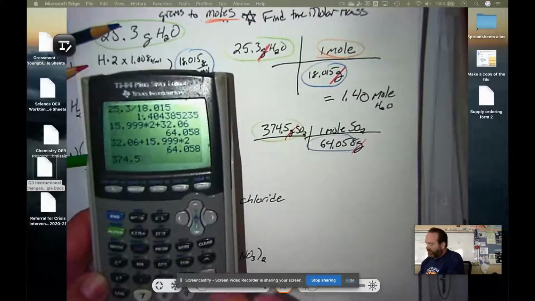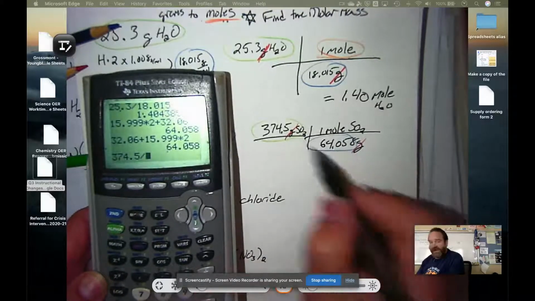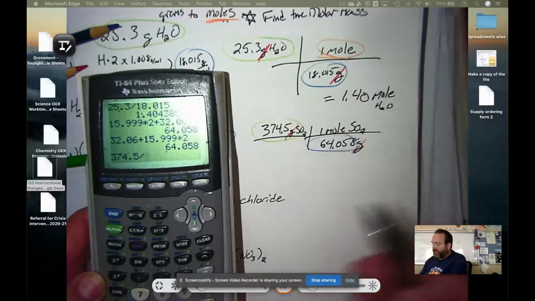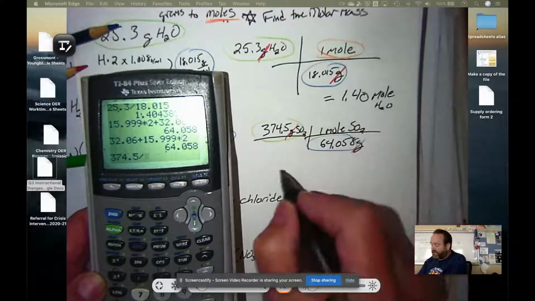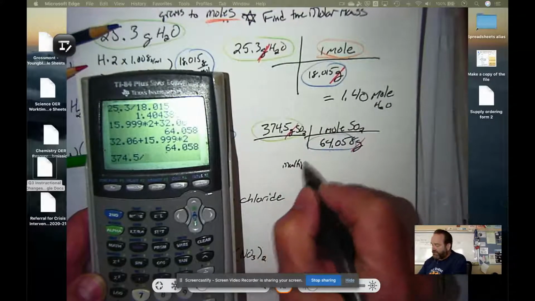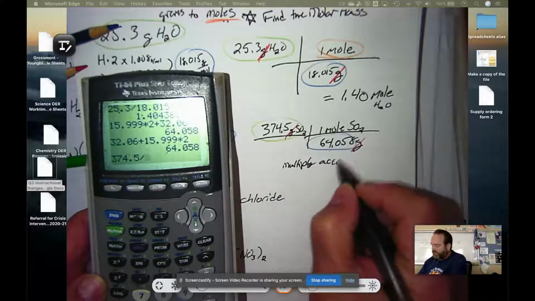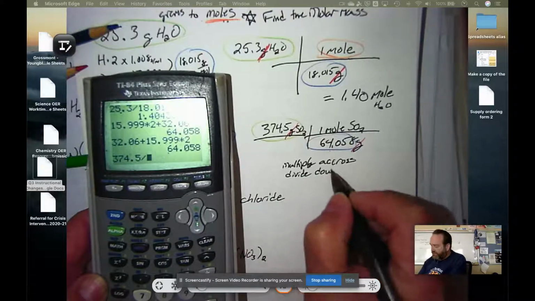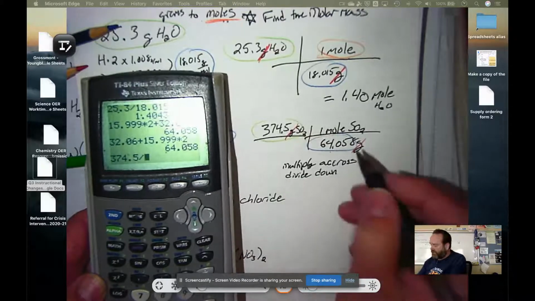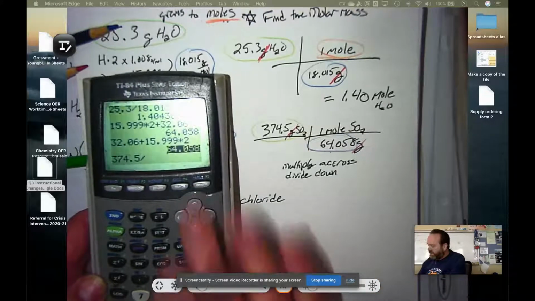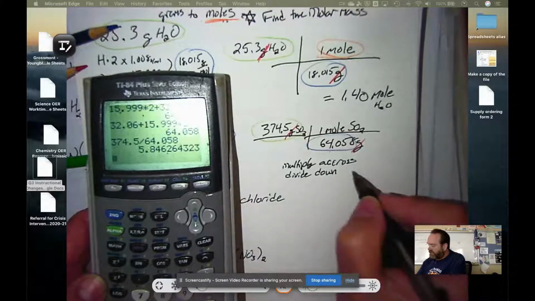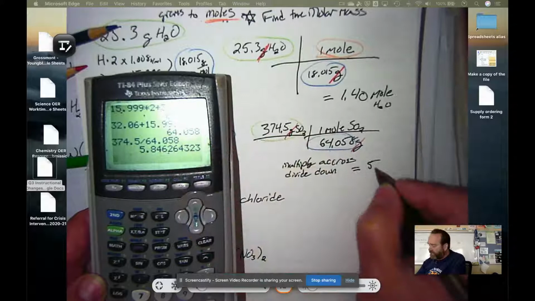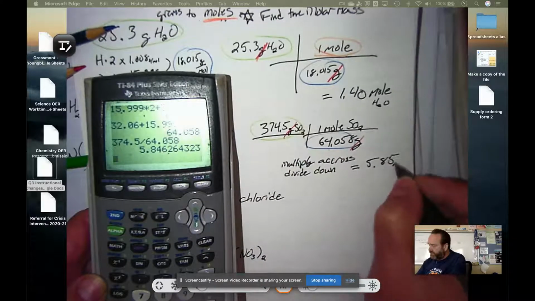374.5 divided by, and these are fractions. These are fractions when we do our conversion. So I know I'm multiplying by 1, dividing by 64. Multiply across. And divide down. Treat them like fractions. So grab that answer. And I see that my answer should be 5. Now I'm going to round up the 6 so that I've got 5.85 moles.